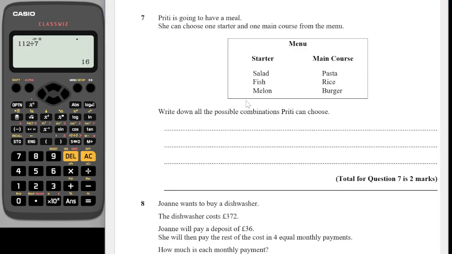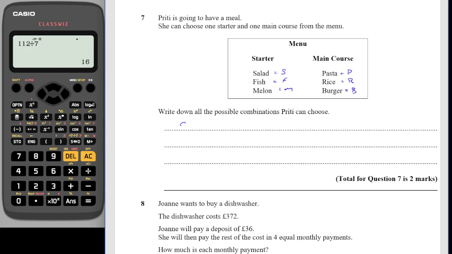Okay, question 7. Britta is going to have a meal. She can choose one starter and one main from the menu. Write down all the possibilities. So I'm going to introduce letters to help me out here. S, F, M. Need to be careful of any repeating letters. P, R, and B. So no repeating letters.